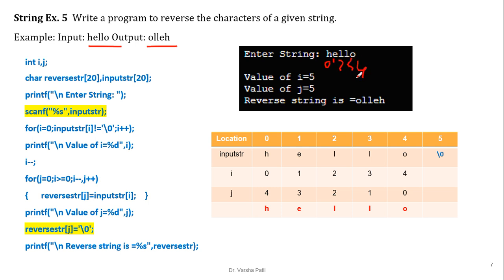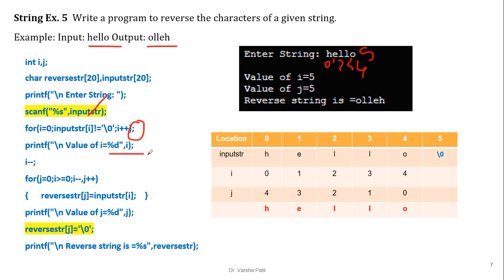Now what we'll do, we are just traversing the string, we have accepted the string. Then for I equal to 0, input string of I is not equal to null character, I plus plus. This semicolon is there because we are not doing anything in the loop, we are just incrementing. So it will stop when that particular character is the null character, and it is at which location? 0, 1, 2, 3, 4. So at the 5th location the null character is there, and it will come out of the loop.